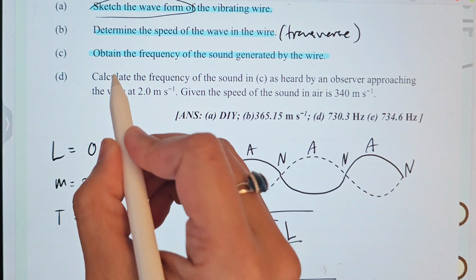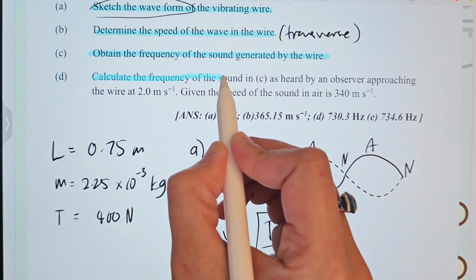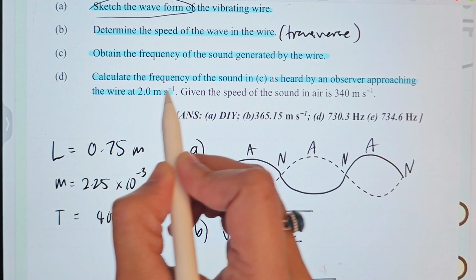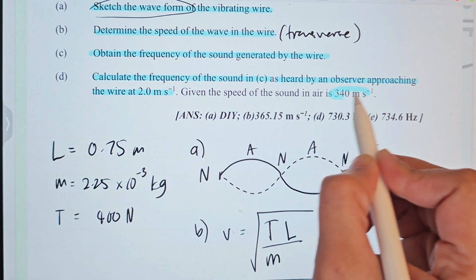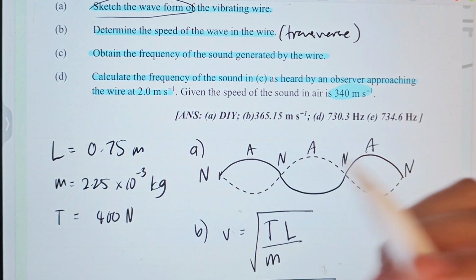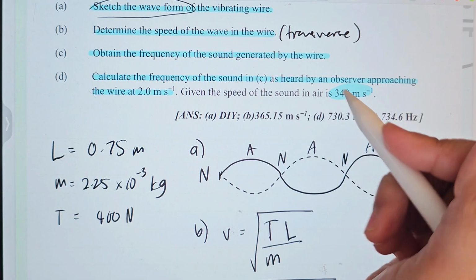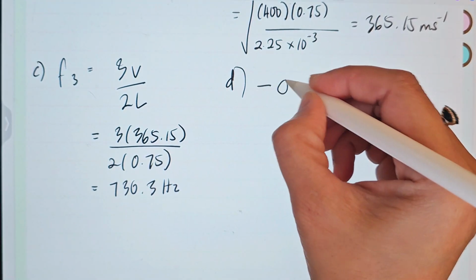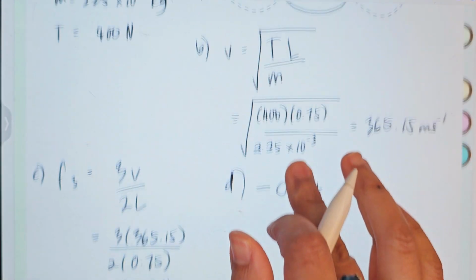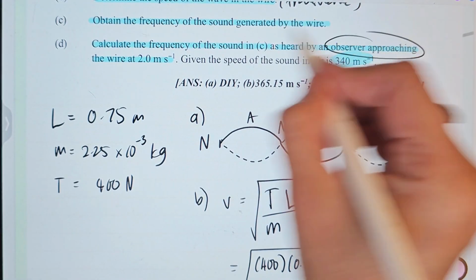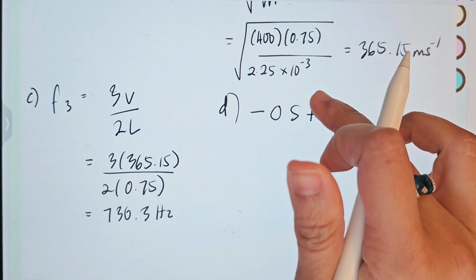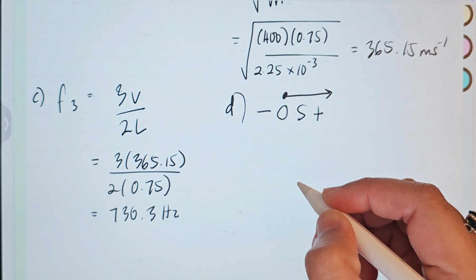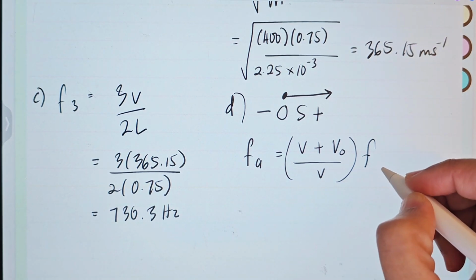The last question: calculate the frequency of the sound at C as heard by the observer approaching the wire at 2 meters per second, given the speed of sound in air is 340. So remember, the speed of sound, depending on the question, they will give it to you. We're going to use again negative O as positive. Based on this question, it is the observer that is approaching the wire with a speed of 2 meters per second. So the observer is approaching the wire. So the equation is like this. Now let's do the substitution.